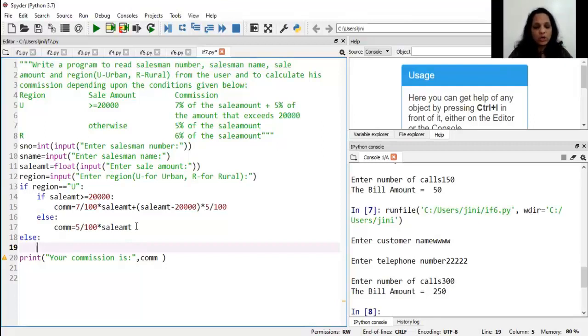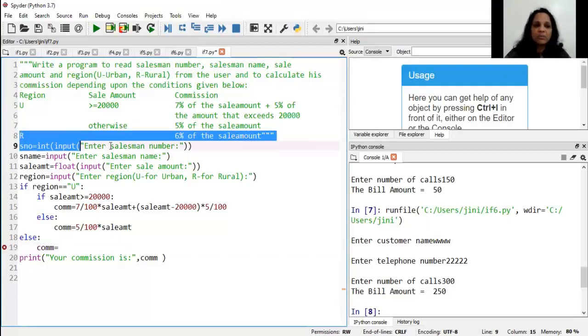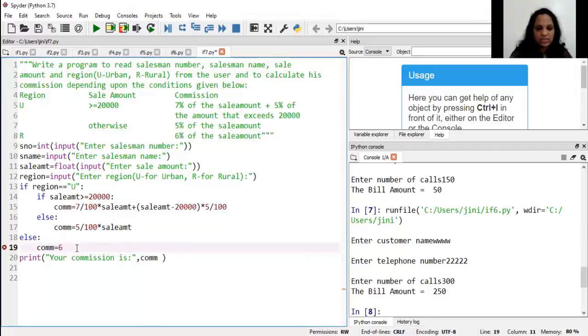Okay. So what do I write? Commission is equal to, and for R, is there a condition based on the sale amount? No, it's 6% for everybody. So I write commission is equal to 6 by 100 into sale AMT. And finally, I display the commission.